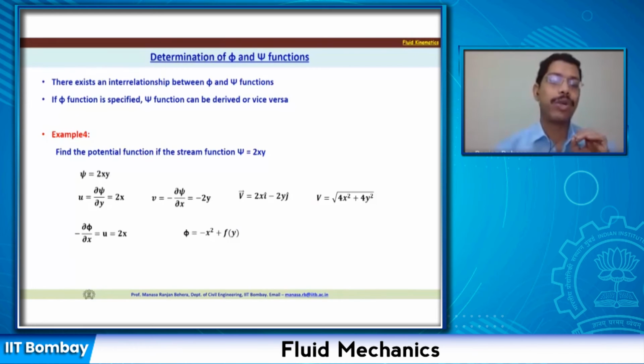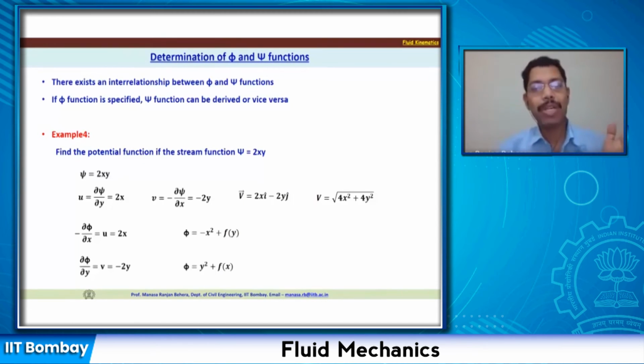Fy is a constant, so even if you integrate, you will get a constant. In this case, the constant can be a function of y only, because you are having the x direction. Now let us look at the other velocity, that is v, and equate. We can find another phi function when we solve the equation dou phi by dou y equals v, and that is going to give us phi equals y square plus f of x, or it could be a function of x.